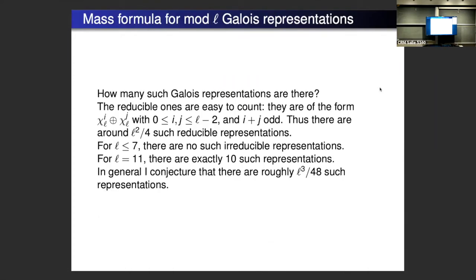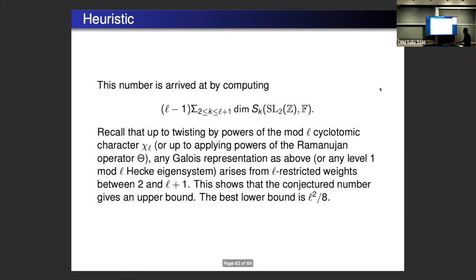So one can make a guess using some philosophy or heuristic. One could conjecture that there are roughly L cubed upon 48 of them, asymptotically in L. That number L cubed upon 48 is premised on the fact that one knows by Serre's conjecture, which is now proven, that they come from the space of modular forms, and they're forced to come from a limited space of modular forms. They're always in level 1 because these representations are unramified outside L, and somehow you can restrict the weight. So the heuristic comes from just summing up the dimensions of these spaces, using the fact that you know the dimensions.